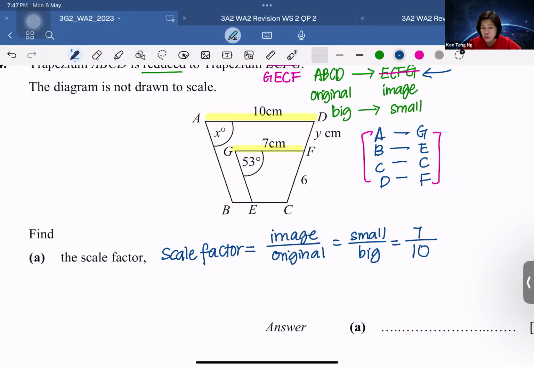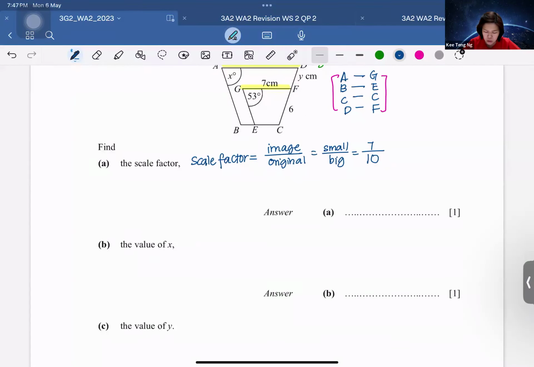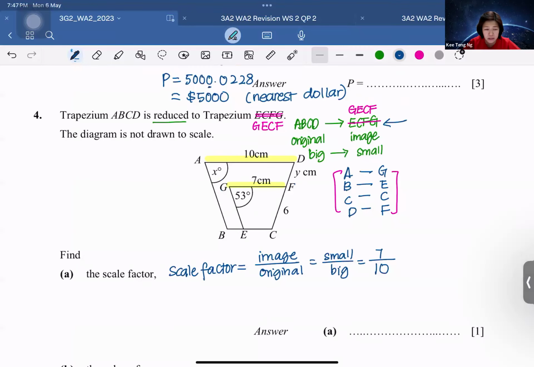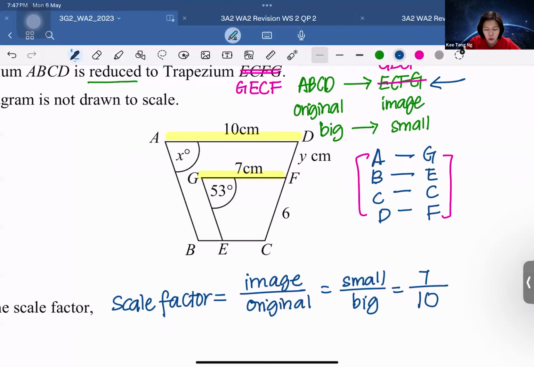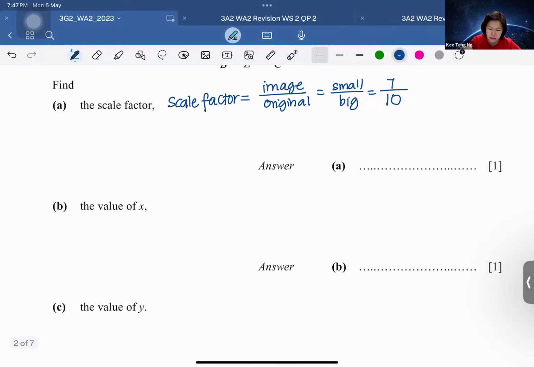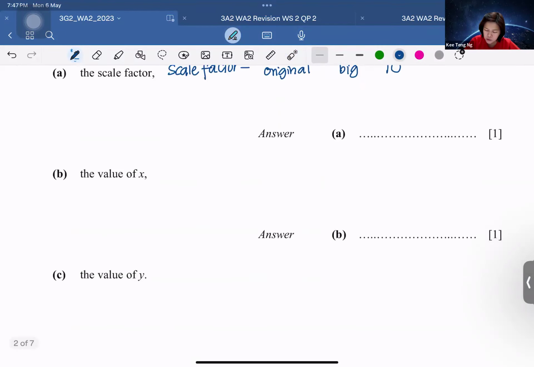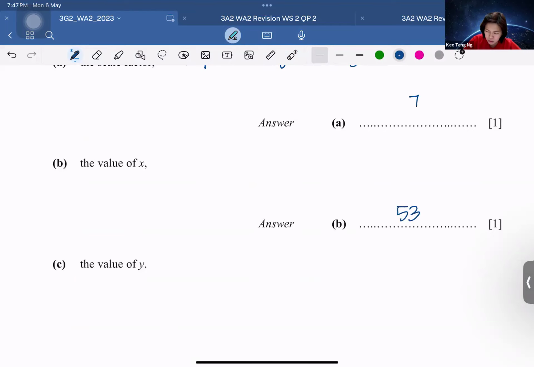Now the next part is, after I know my scale factor already, I want to find the value of X. I know that for a diagram, when they are similar, the angles are exactly equal. So in this case, this angle over here is equal to angle X. They are the same angle. A corresponds to G, so the value for X is straight away the number 50. 7 over 10, we make sure we simplify. It cannot be reduced anymore.